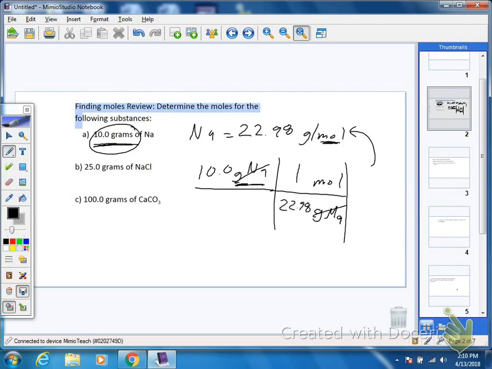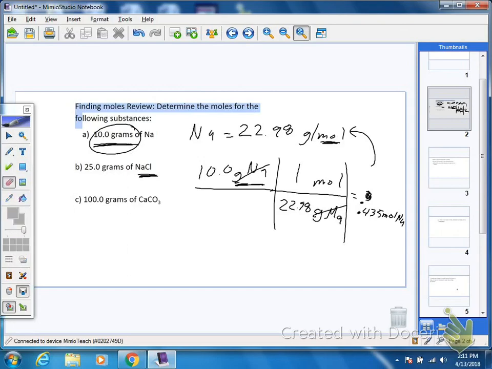When you do the calculation, that will give your answer. Taking 10 divided by 22.98, since it's on the bottom, you get an answer of 0.435 moles of sodium. That's moles of sodium. Next one gets a little bit tougher because we've got two elements bonded together.